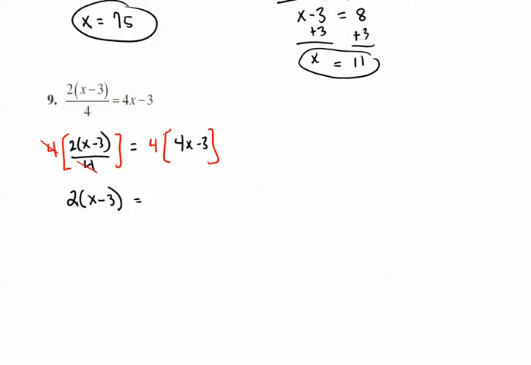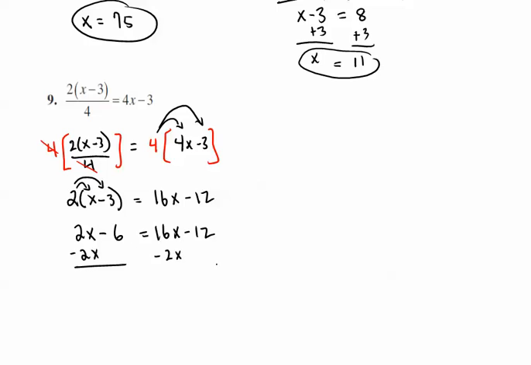And on the right side, we'll multiply that out. We'll have 16x minus 12. Let's distribute on the left side. We would have 2x, don't forget to distribute to the 3 also, minus 6 equals 16x minus 12. And we have x on both sides. We're going to get rid of the smallest term, so we'll subtract 2x from the left, 2x from the right. When we do, we end up with negative 6 is equal to 14x minus 12.